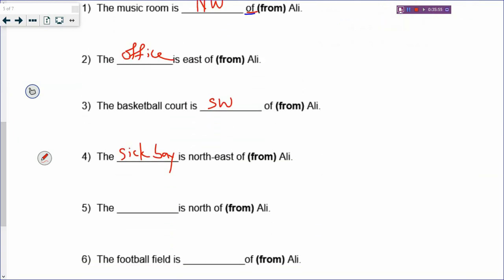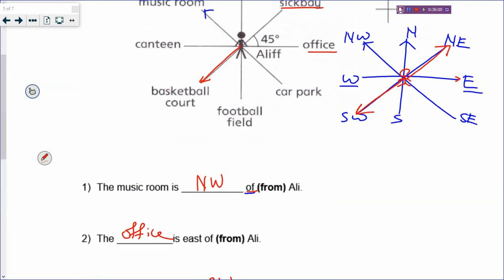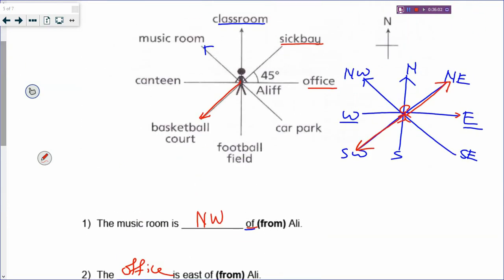Okay, the what is north from Ali? So again, you start from Ali, all right, and then you go north. So what do you see at the north?